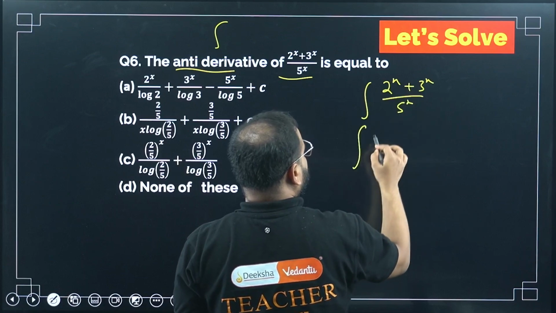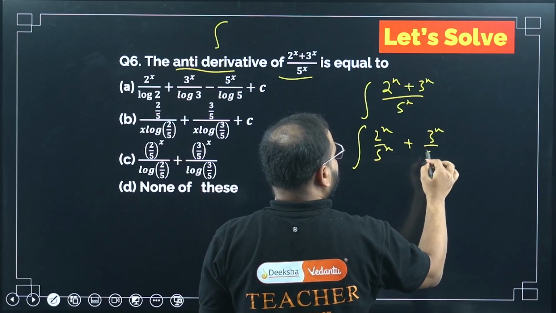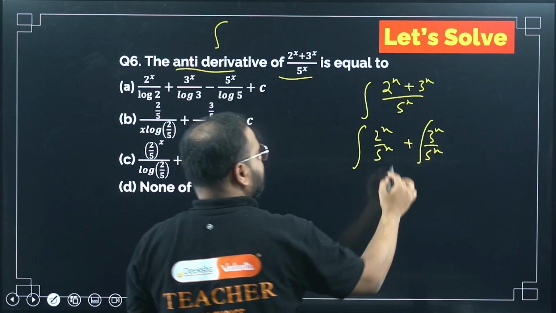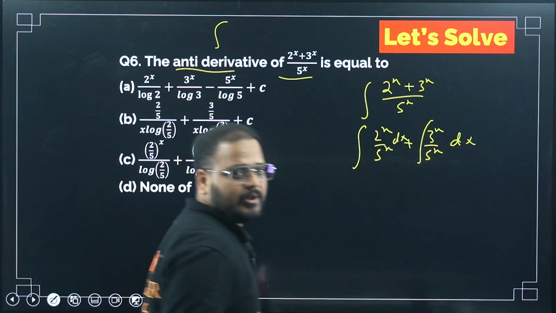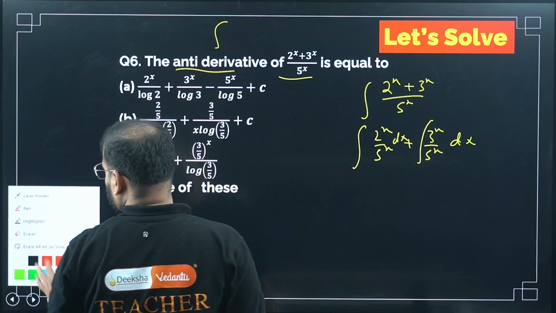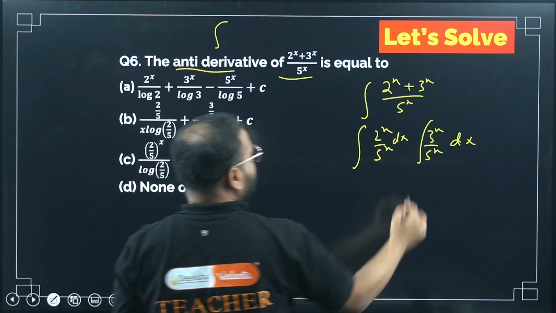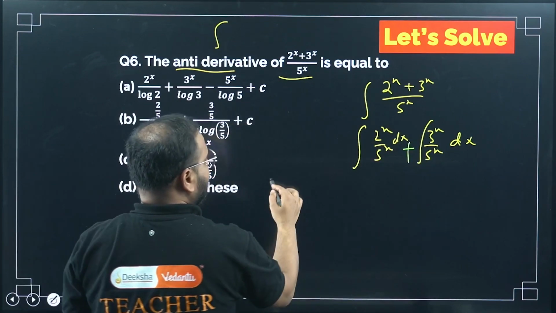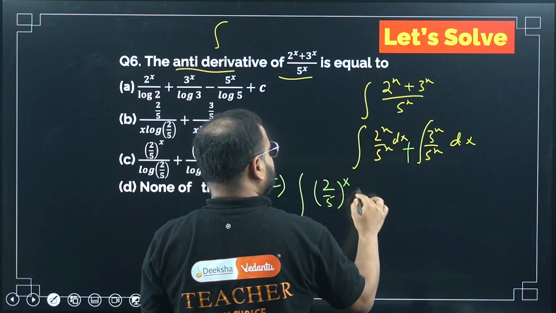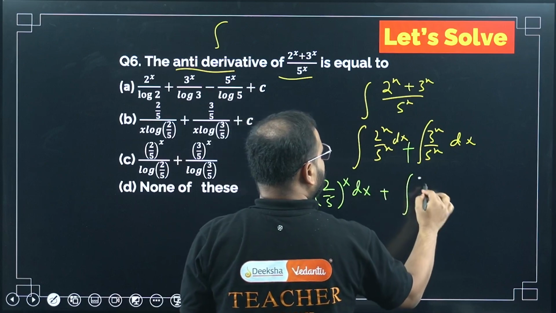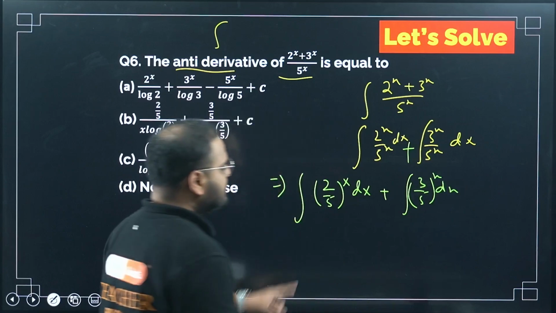2 power x upon 5 power x plus 3 power x upon 5 power x. Two different integrations, both with respect to dx only. Let me rewrite it. So I can write it as integration of 2 by 5 with the power x dx plus 3 by 5 with the power x dx.